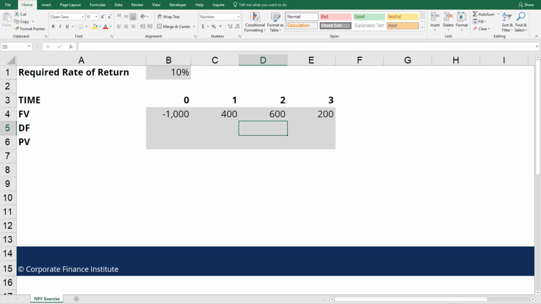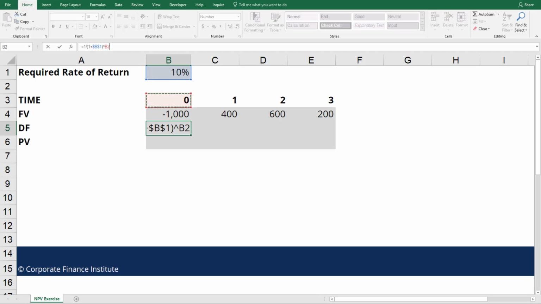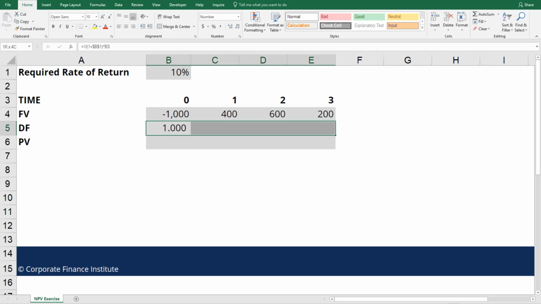Now we need to do the calculation for the discount factor. I'm going to link my formula with cell B1. The formula reads equals 1 divided by bracket 1 plus B1, which we absolute reference, close bracket, all to the power of time. We absolute reference this by pressing F4, then simply drag the formula across.